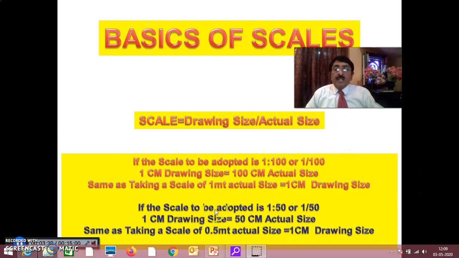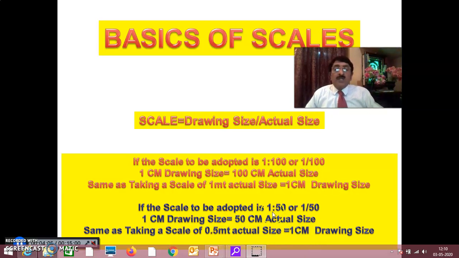In the same way, if the scale to be adopted is 1:50, then 1 centimeter drawing size is 50 centimeter actual size, or 0.5 meter actual size is 1 centimeter drawing size. Can you follow? That means for every 0.5 you take 1, so 1 meter you take as 2 centimeters. If it is 1:100, 1 meter is equal to 1 centimeter. If it is 1/50, for every 0.5 meter you take 1 centimeter.